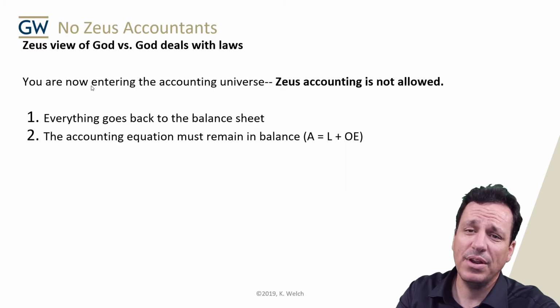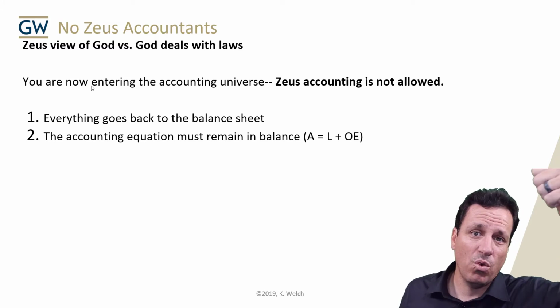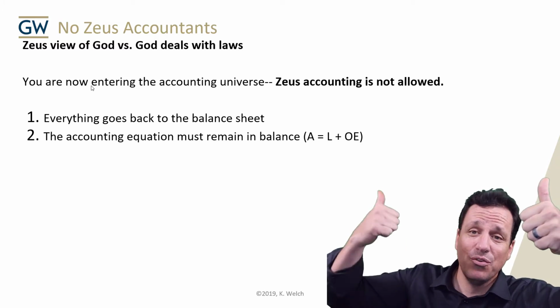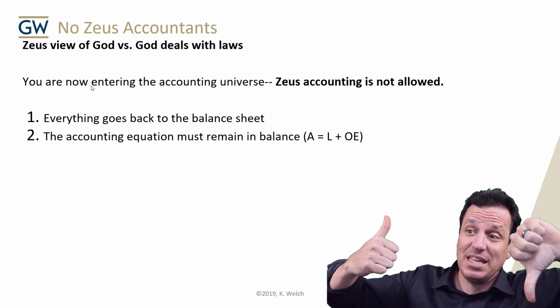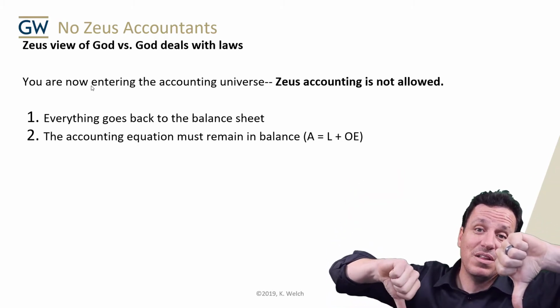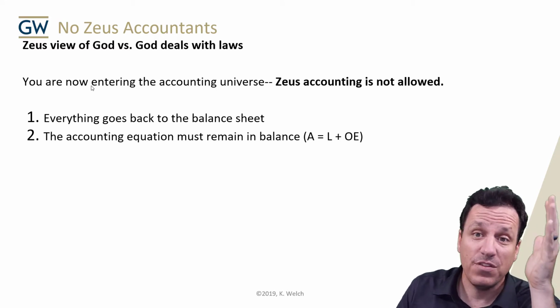Okay, second one, the accounting equation must remain in balance. That means assets equals liabilities plus owner's equity, all right? So if you increase something on one side of the equal sign, you have to increase something else on the other side of the equal sign. If you decrease something on one side of the equal sign, you have to decrease something on the other side of the equal sign.